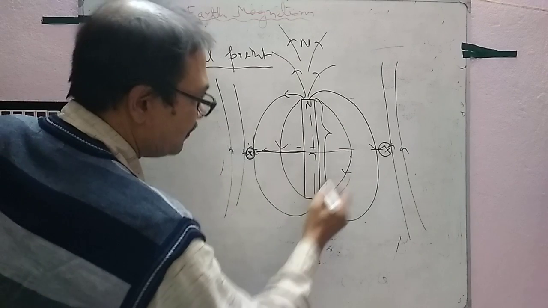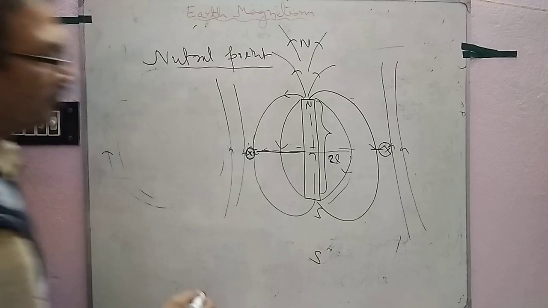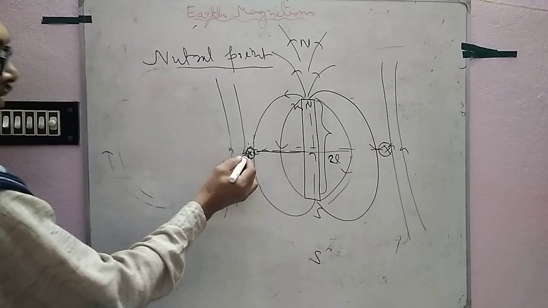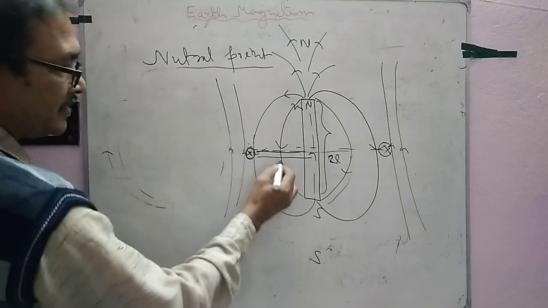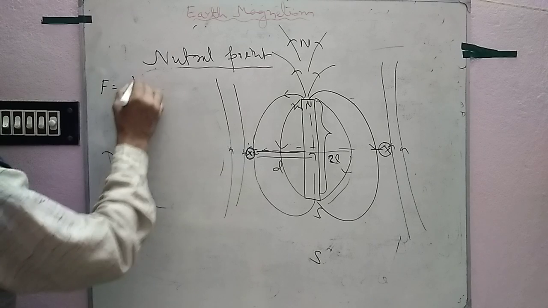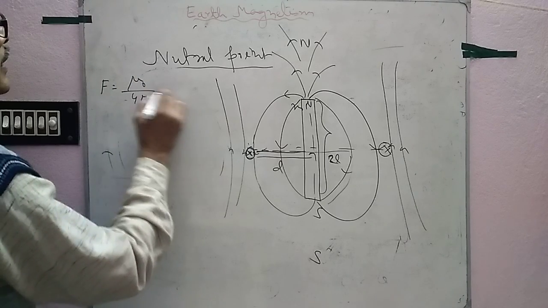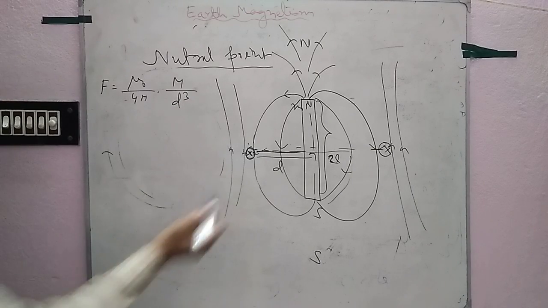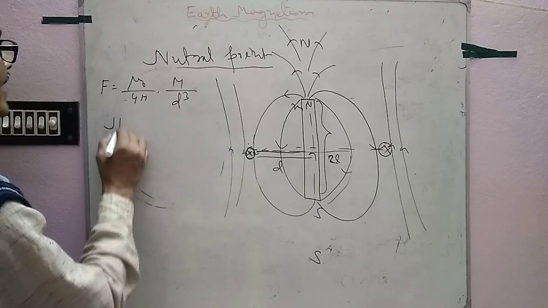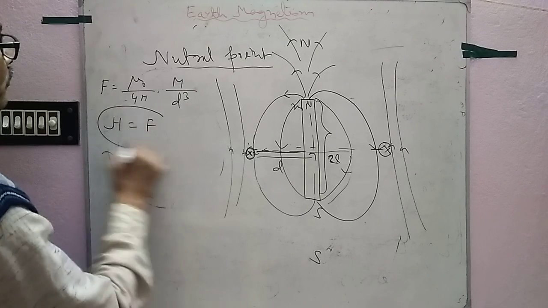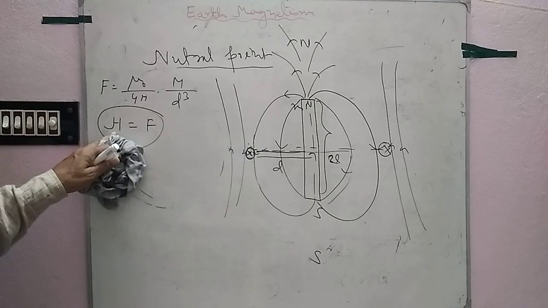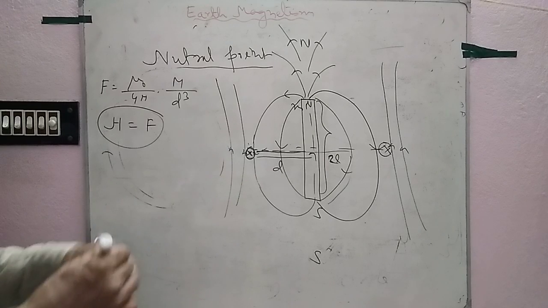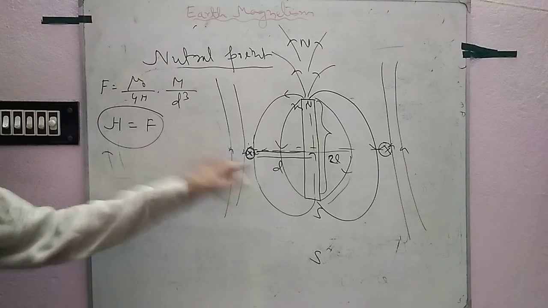Follow, if this is the length of the magnet 2l and pole strength m, and this distance is d, then the field F equals mu naught by 4 pi, m by d cubed. Clear? If the horizontal component of Earth's magnetism is H, then H equals F. H is the horizontal component of Earth's magnetism and F is the magnetic field due to the bar magnet. These two magnetic fields are equal and opposite in this place. That is why we get the neutral point.